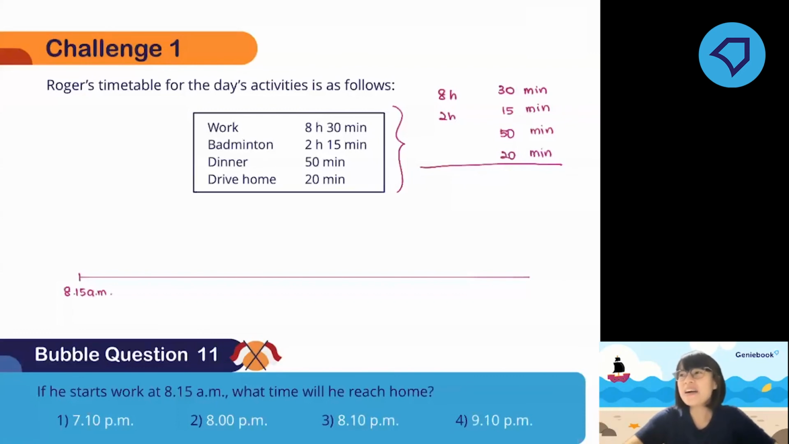And time's up. Some of you did not manage to answer the question. A lot of you give me option number 4. Let's do it together, okay? Over here we have 10 hours. We know 8 plus 2 is equals to 10 hours. Let's add the minutes together. 3 plus 1 is 4. 4 plus 5 is 9. 9 plus 2 is equals to 11, right? You have 11.